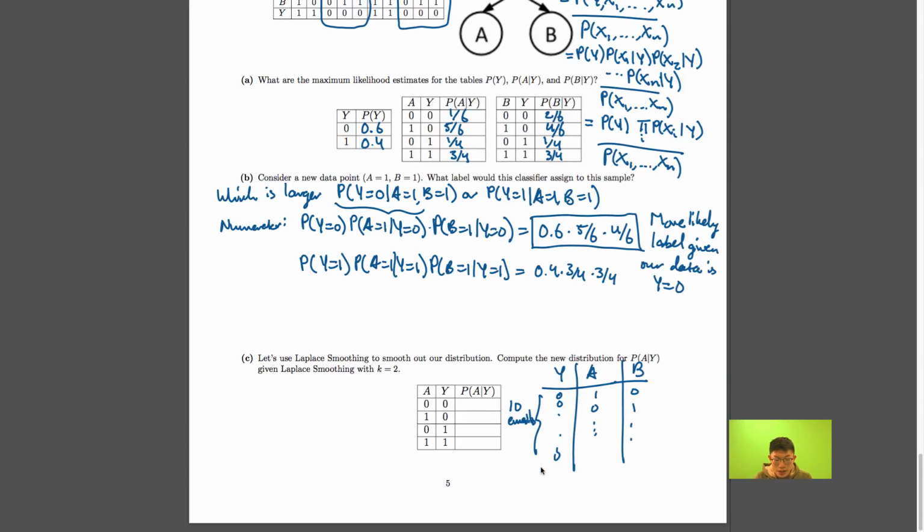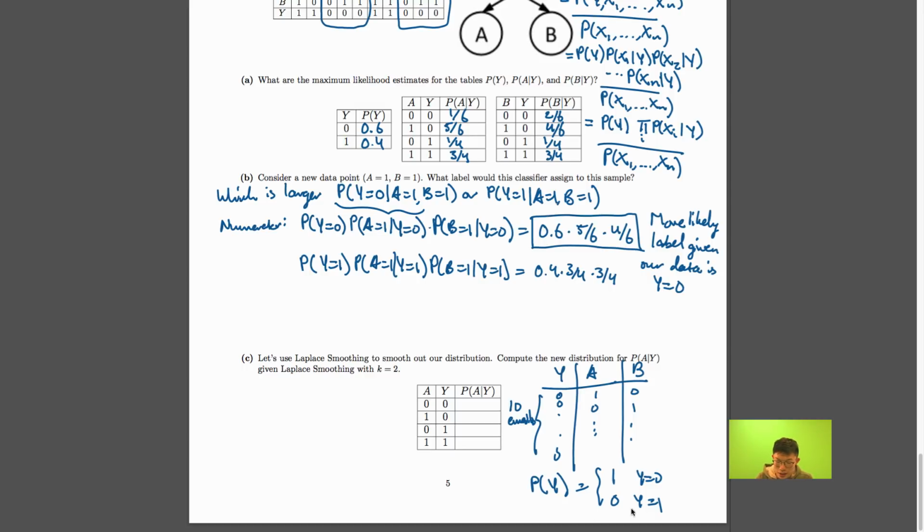What does that mean for our maximum likelihood estimates of the probabilities? Well, that means our maximum likelihood estimate for P of y is just going to be 1 if y is 0, and 0 if y is 1, just by counting.